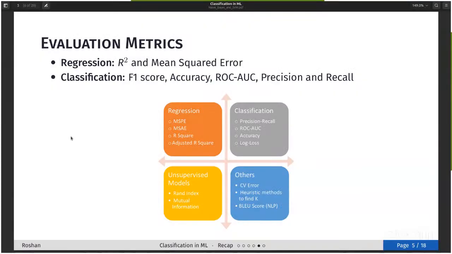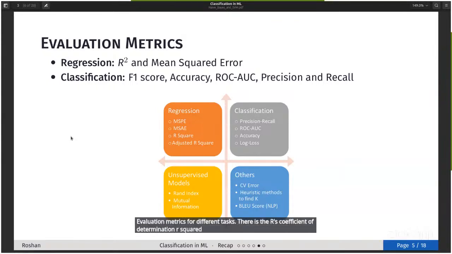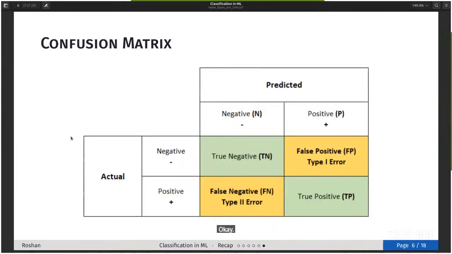Evaluation metrics for different tasks. There is the coefficient of determination, R square. There is mean squared error. For the classification case, you have F1 score, accuracy, precision, recall, ROC, AUC, and so on. And we also looked at the confusion matrix.